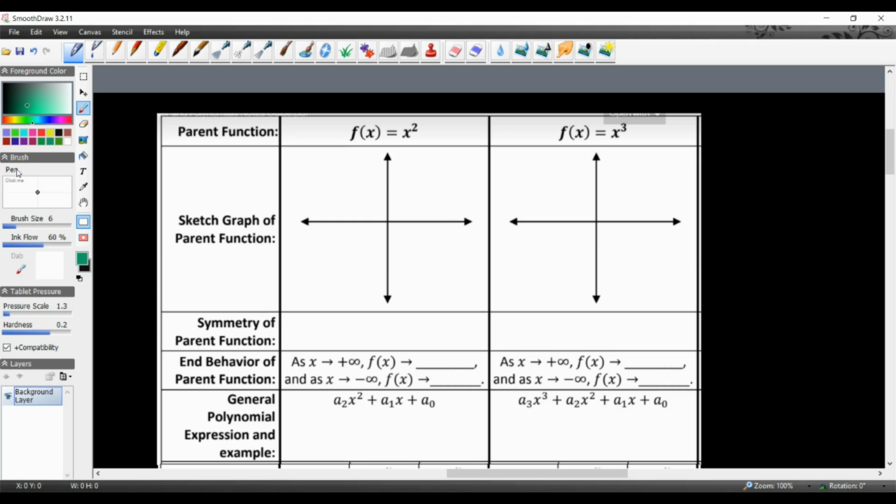So let's begin by just sketching the graph of our parent functions, our OGs, our original graphs here. We know that the x squared function does something like this. It is a parabola.